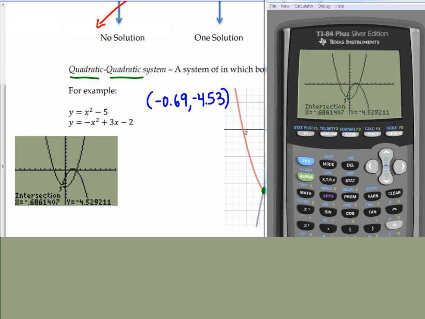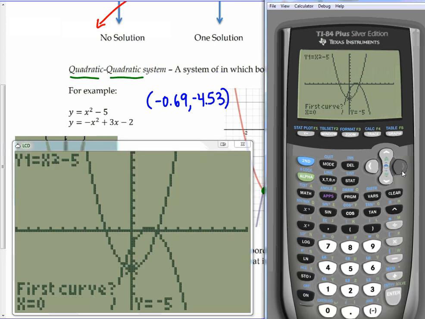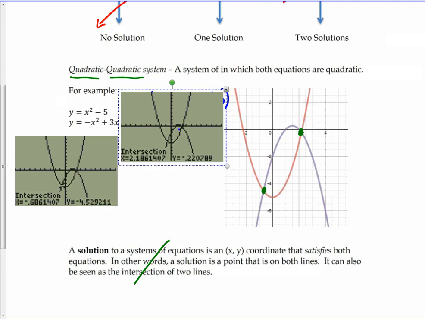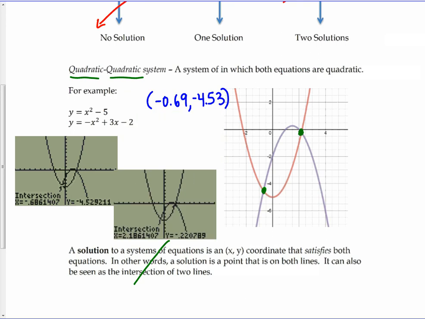So did you get negative 0.69 and negative 4.53? Okay, and the other one, second trace 5. Move your cursor to the one you want. Push enter 3 times. There's the one. Okay, here's the other one.